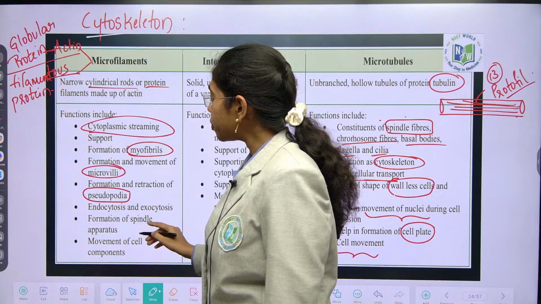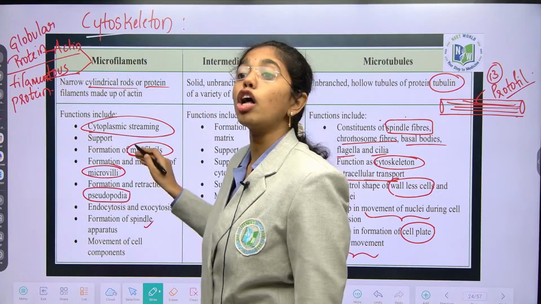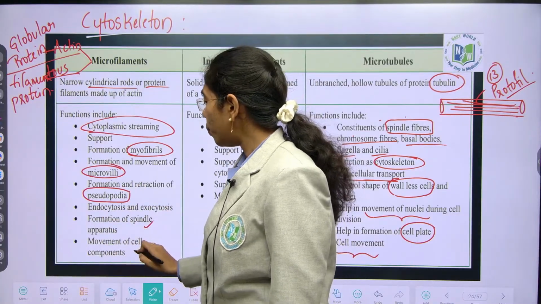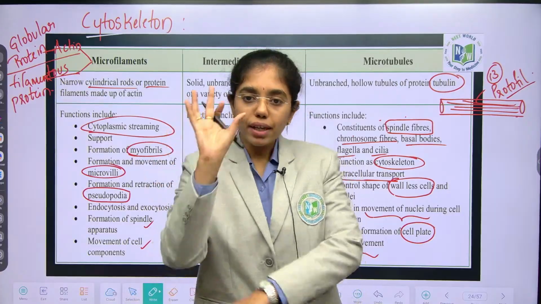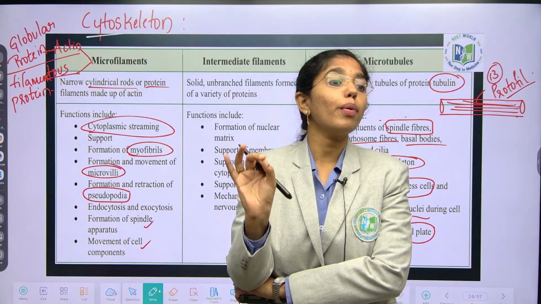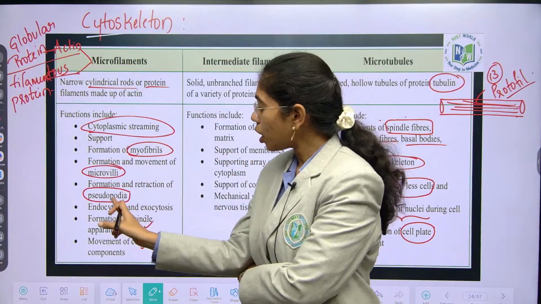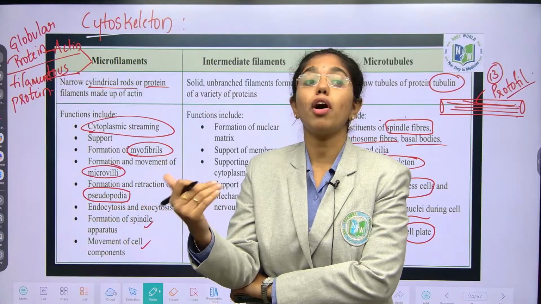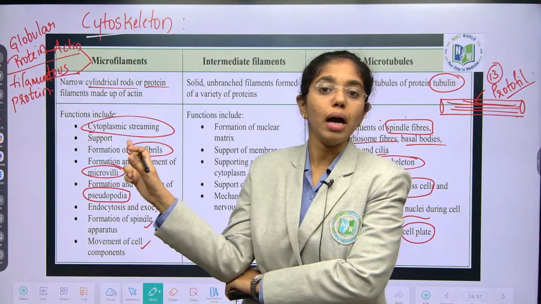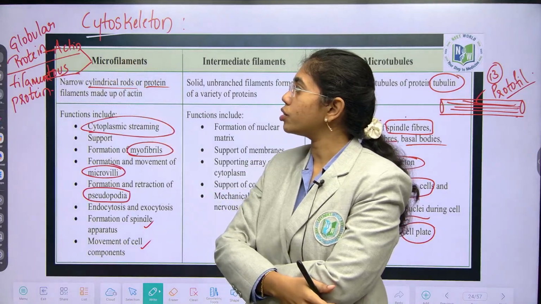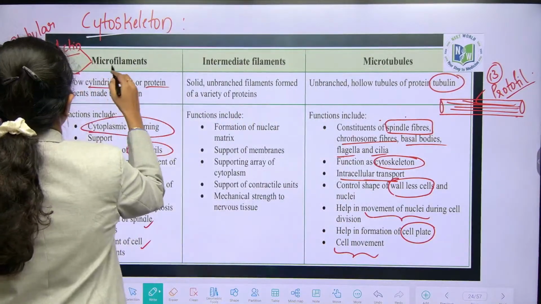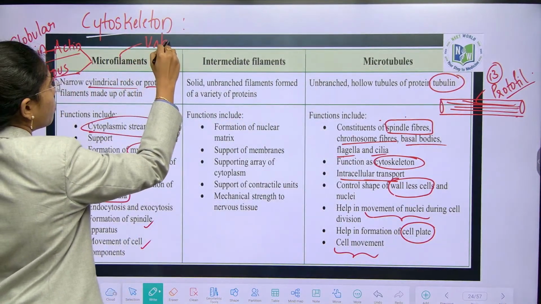Okay, formation of spindle apparatus. They are not constituents of the spindle apparatus, but they help in formation of spindle apparatus. Movement of cellular components. So whenever an option is given with respect to cytoplasmic streaming, pseudopodia movement, formation of spindle apparatus, not constituents but formation of spindle apparatus, and movement of cellular components, then you have to choose what? Microfilaments. And what proteins does it consist of? Actin and myosin. And it is also an unbranched structure only.